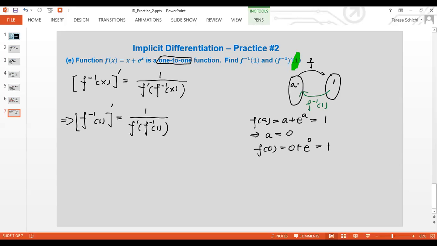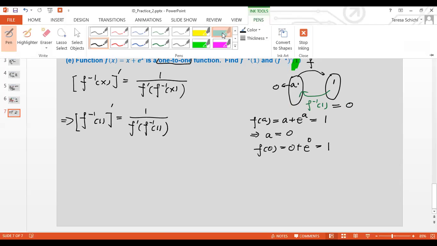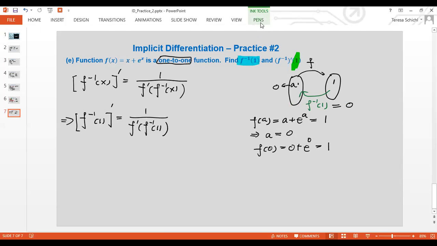A lot of students will say, why do you try 0? Like I said, this is not really a good general way to solve it, but you just try it, and when a is equal to 0, it satisfies. Well, that's good, right? So now I know that f inverse of 1 equals 0. That means when a equals 0, that is the answer for this one. So f inverse of 1 is 0.